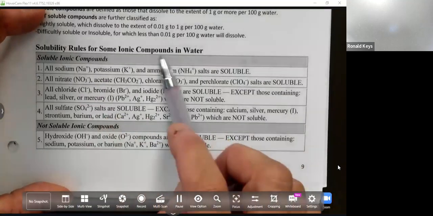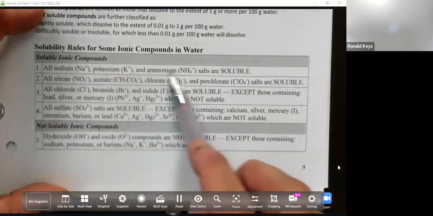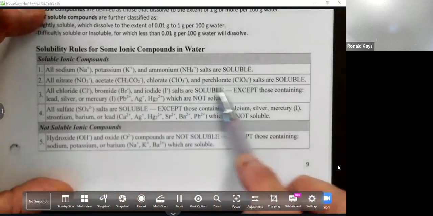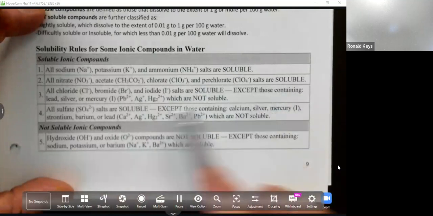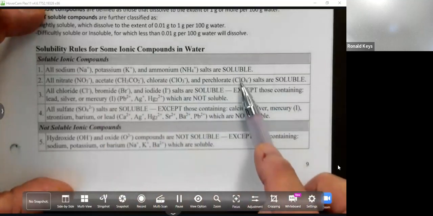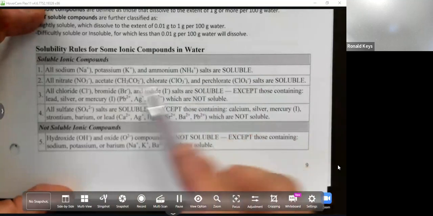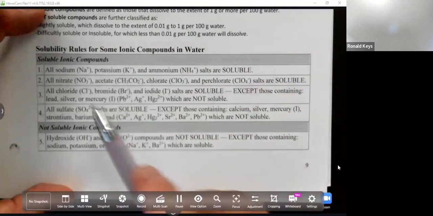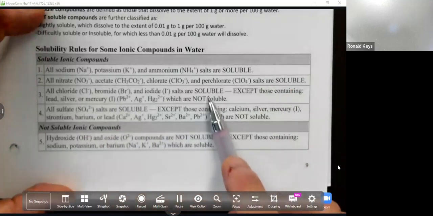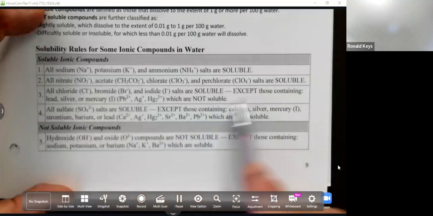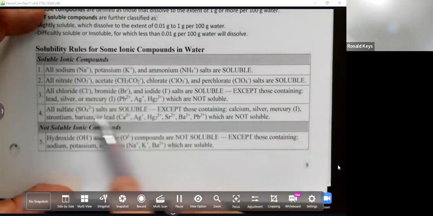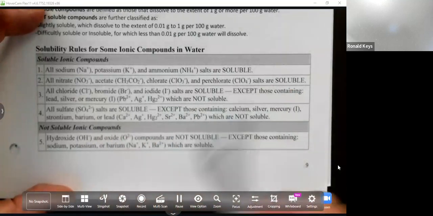So the solubility rules for ionic compounds in water: all sodium, potassium, ammonium salts are soluble. All nitrates, acetates, chlorates, perchlorates salts are soluble. Notice these are negative ions, correct? If you look at the pink sheet, they're going to say AQ across either a row or column for these. All chlorides, bromides, iodides are soluble, except those containing lead, silver, and mercury. All sulfates are soluble, except.